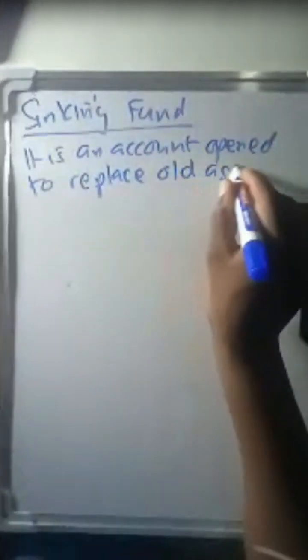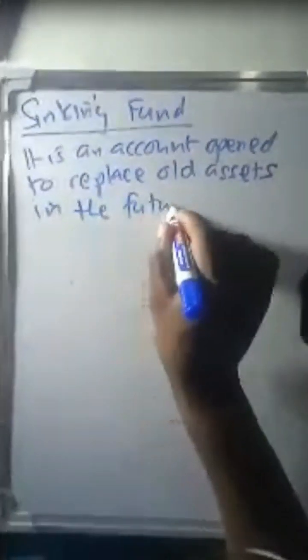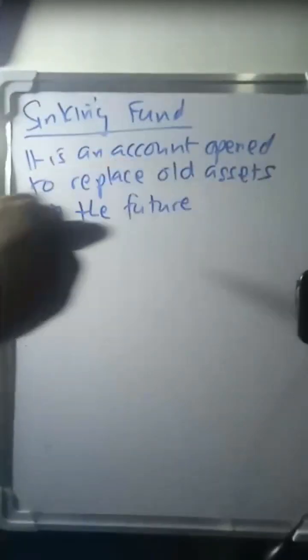Then we have a sinking fund. A sinking fund is an account opened to raise money to replace old assets in the future. So there, if you're writing, just write there: to raise money to replace old assets in the future.